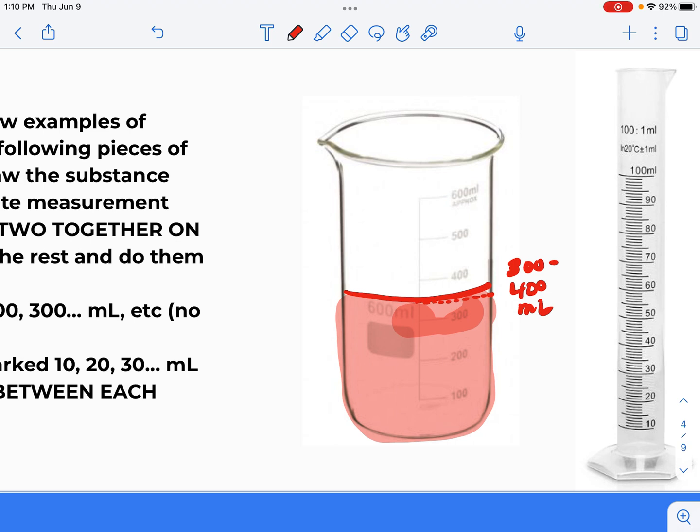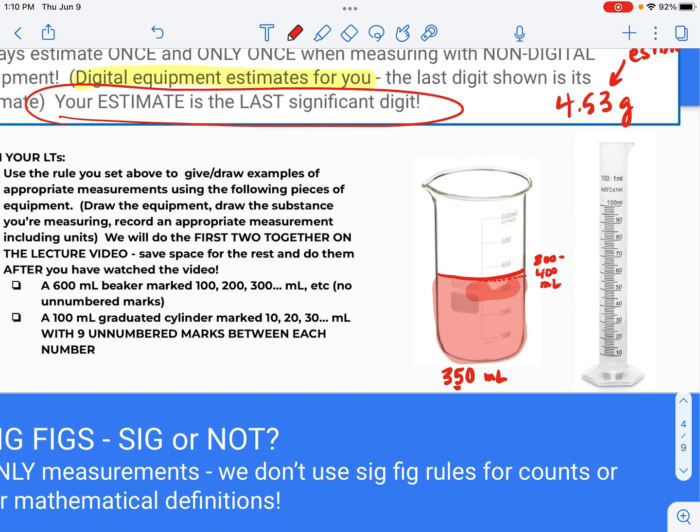All right. I have to make a decision where, and I'm only allowed to estimate once, which means that after I'm done estimating, maybe this is a little more than halfway. So I'm going to say 300 and I'd like to say 355, but I don't think I can do that because I don't even know that it's 350. So the 5 is the estimate, and I'm going to have to call it 350 milliliters. Okay, so an appropriate measure when this is marked to the hundreds would be estimated to the tens, and that means that this 0 is not significant. Okay, so I would have 2 significant digits.